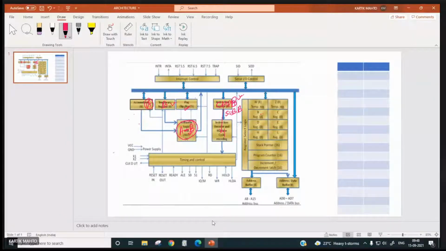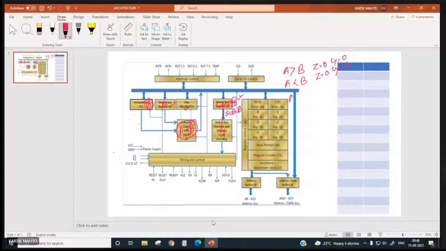And how are flags affected? Suppose A is greater than B. Then A minus B is going to be non-zero, so the zero flag will be 0, and the carry flag will be 0. Now if A is less than B, the zero flag will be 0 because A minus B is non-zero. The carry flag is going to be 1 because the result is negative, so carry will be generated.